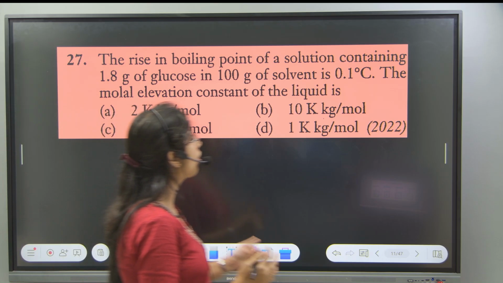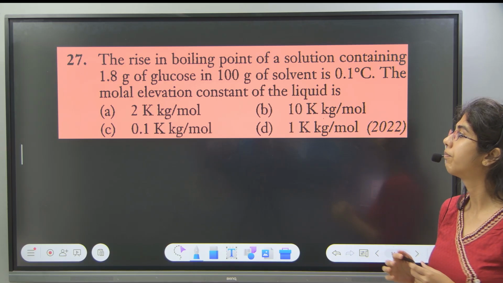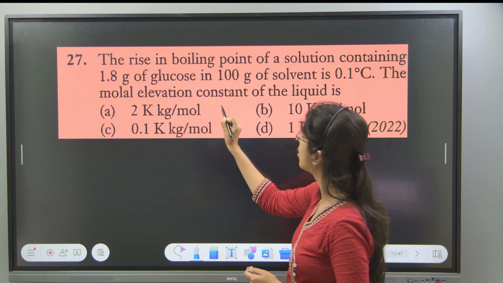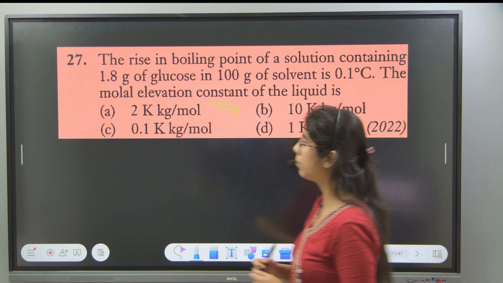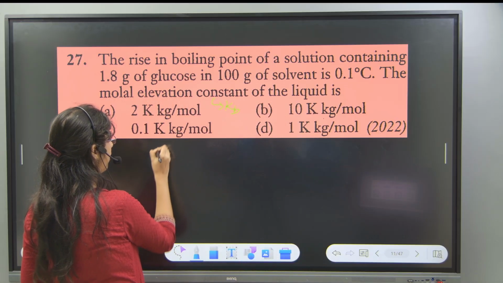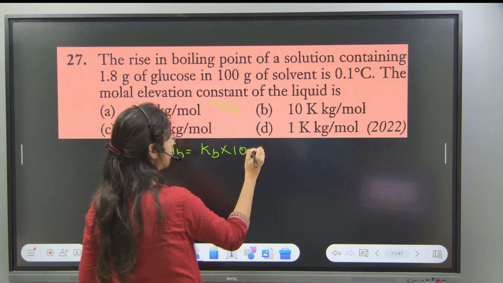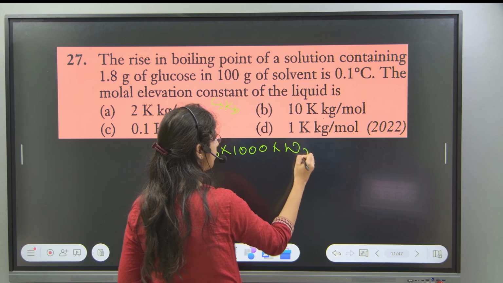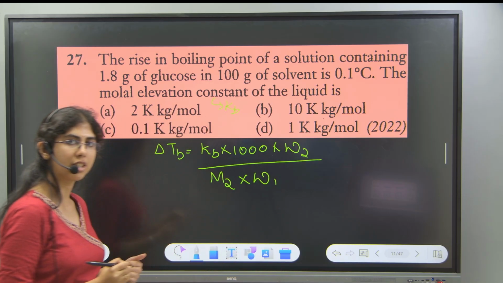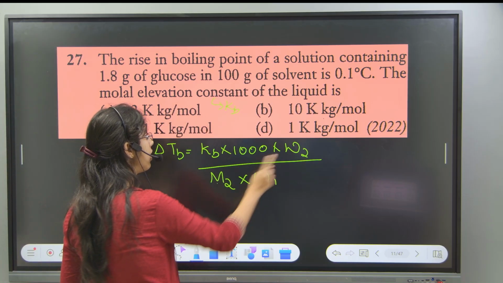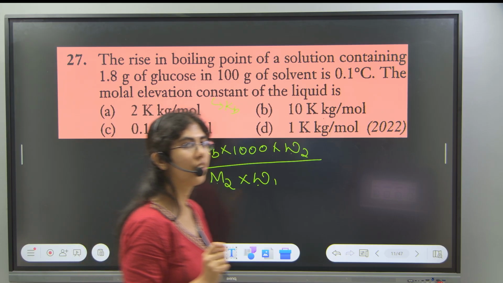The question is about the molal elevation constant of a liquid. They have given you the rise in boiling point of a solution. The molal elevation constant means they're asking you to find out Kb. You remember the expression? Delta Tb is equal to... so you have to use this expression. This is for the solute and this is for the solvent. Yes, can you try to answer?